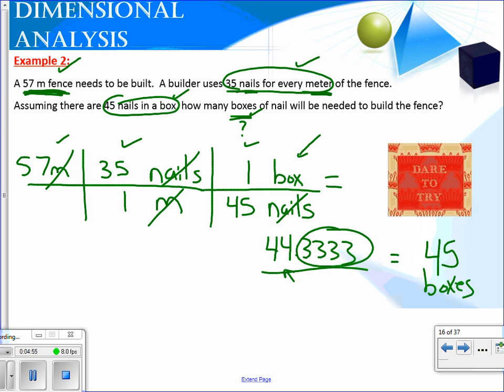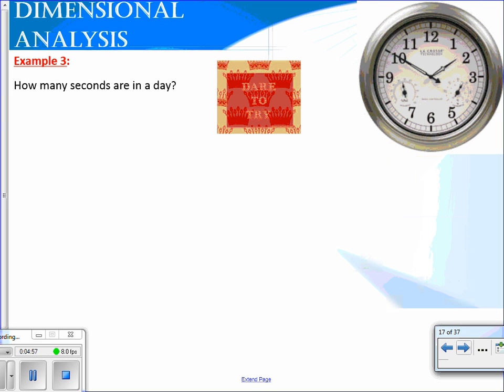How many seconds are in a day? All right, a day. So we're going to start out with 1 day here. And I'm going to switch to this just so you see. And we need to go between day and seconds. So we want day to cross out, so we put it on bottom.